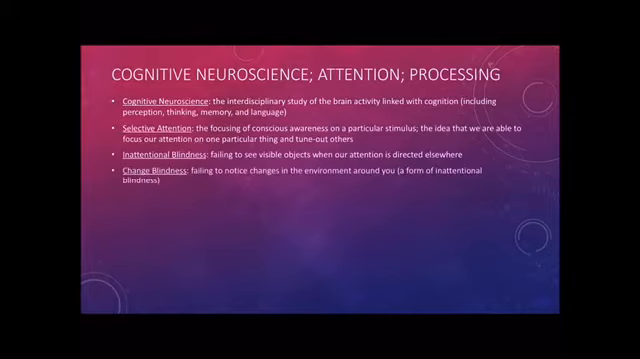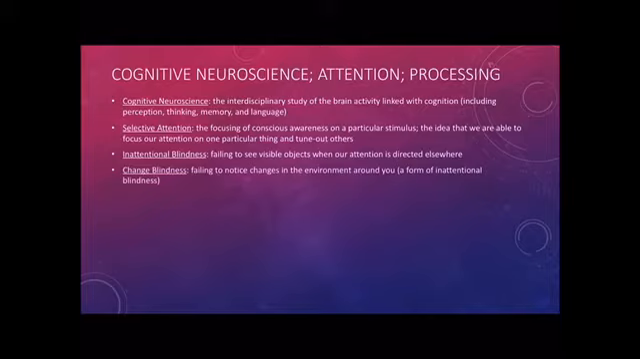And then change blindness is when something in the environment around you changes and you don't notice it. So, for example, if you were at some kind of performance and the curtain was red at the start of the play and lifted up, and then at the end of the play, the curtain that came down was blue, and you just thought, oh, it was always blue, that would be change blindness. Something changed in your environment and you failed to see it.